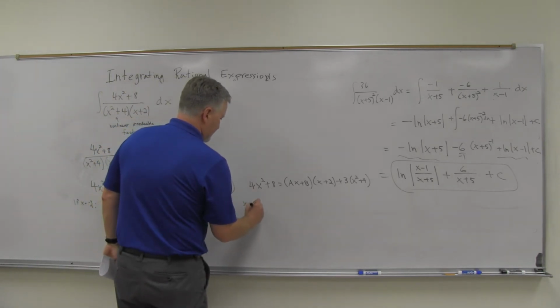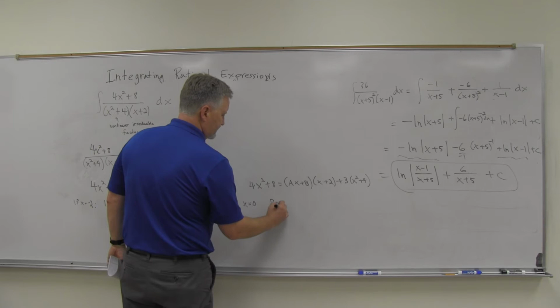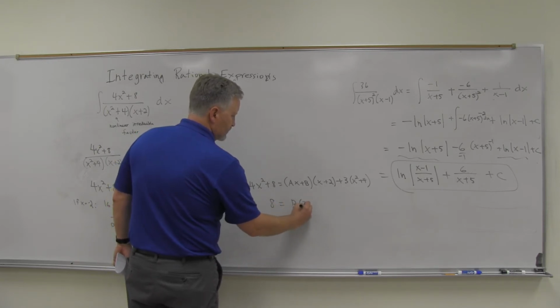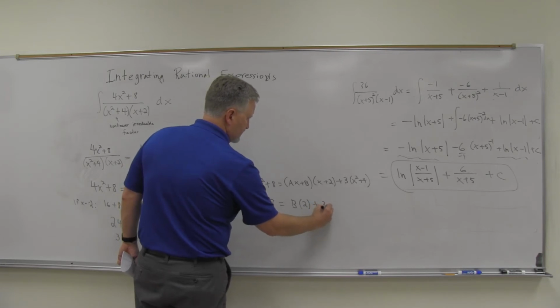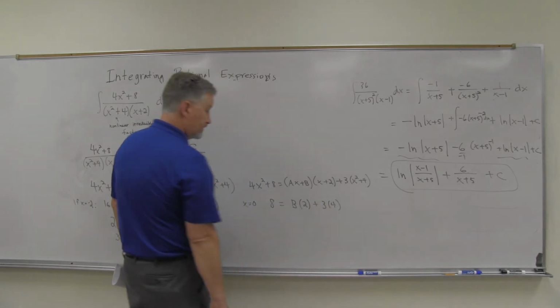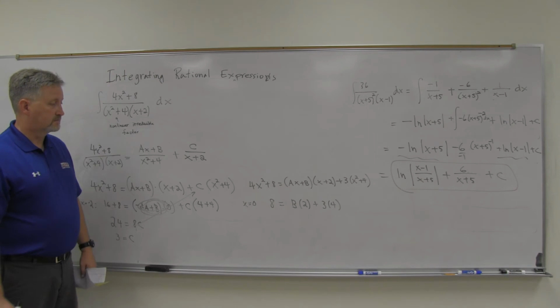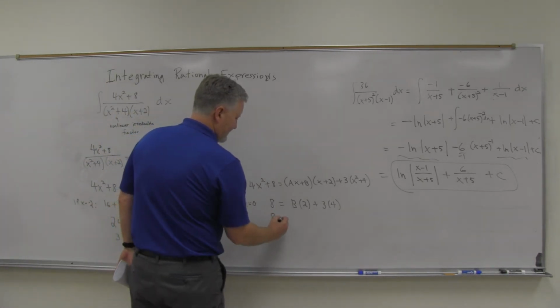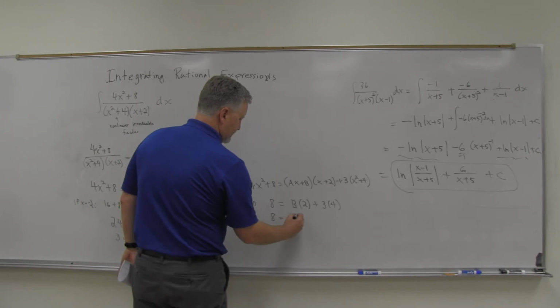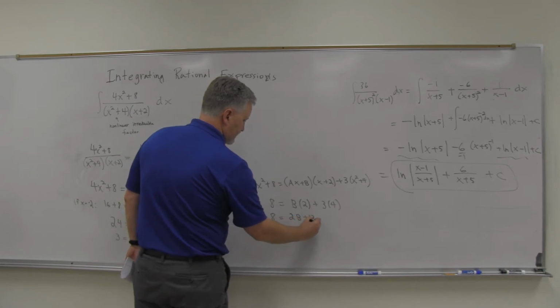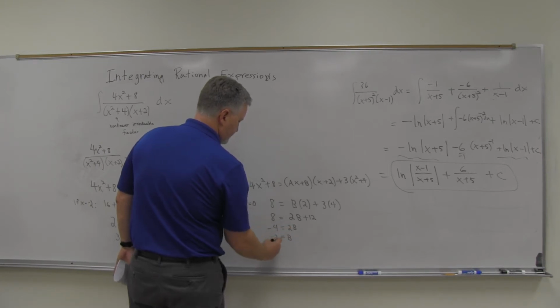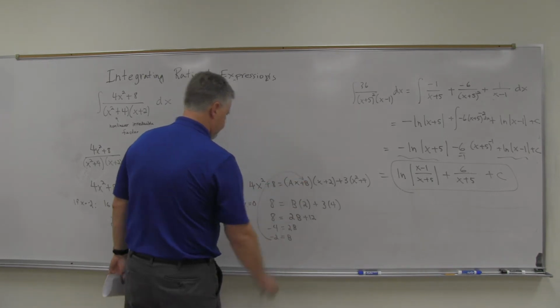All right, so x is 0. Thus, 8 equals b times 2 plus 3 times 4. Oh, that's pretty good, isn't it? That did good. So 8 equals 2b plus 12. -4 is 2b. b is -2.